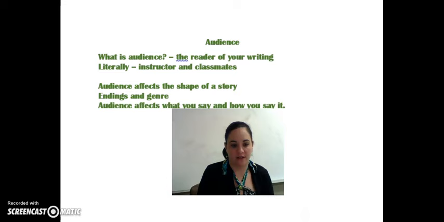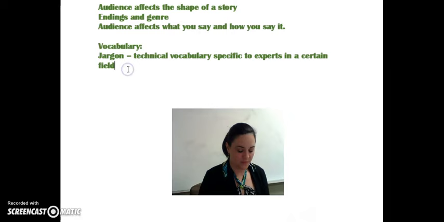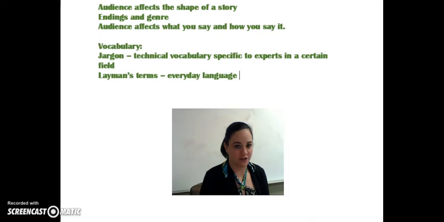So, one thing we have to consider is vocabulary. Depending on who your audience is depends on what kind of vocabulary you can use. So there's jargon, which is technical vocabulary specific to experts in a certain field. Scroll down so you can see all that. The opposite of that, then, is layman's terms, which is everyday language everyone can understand.